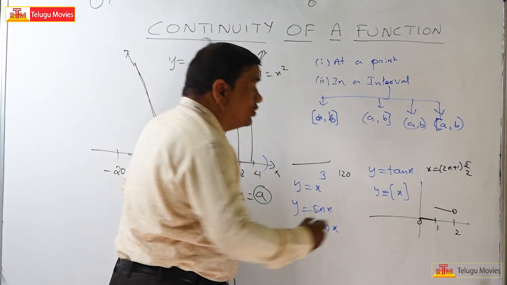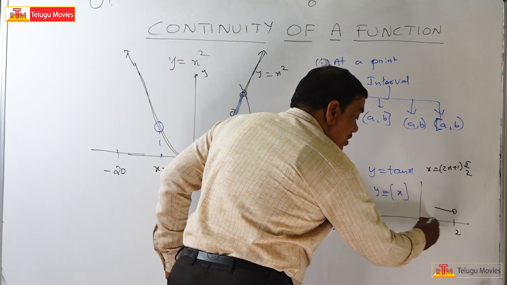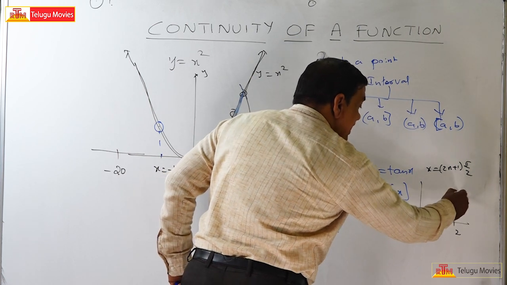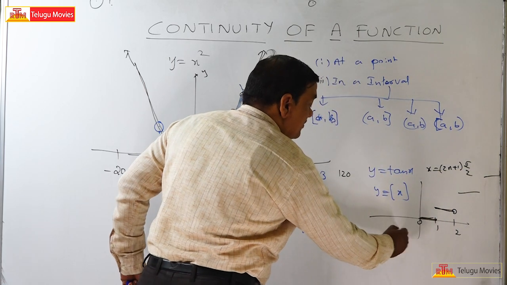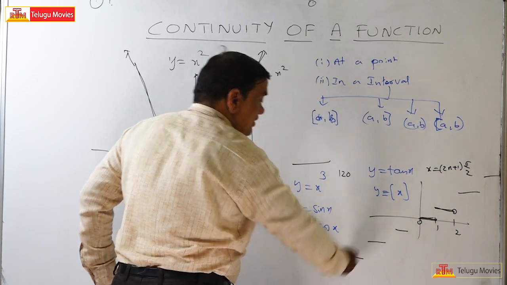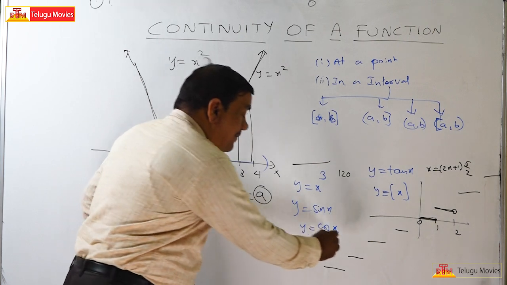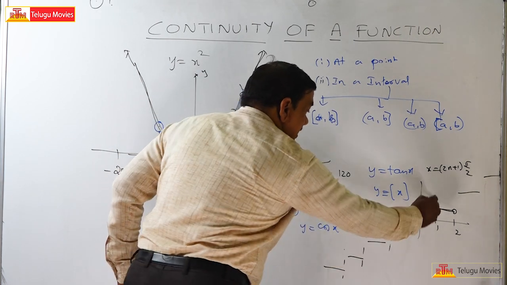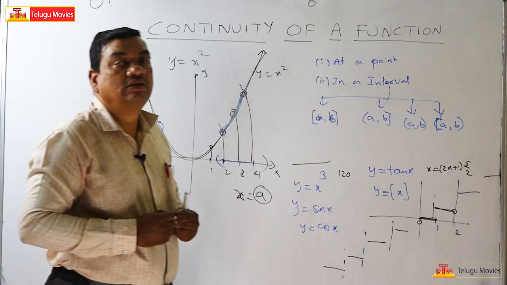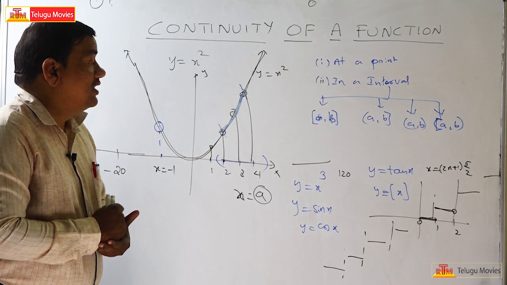Why? Because you have to lift the pencil and draw again. Here you draw. So this is the step function, like that. So you will have a breakage here. Breakage at x is equal to integers. That's why it is not a continuous function.